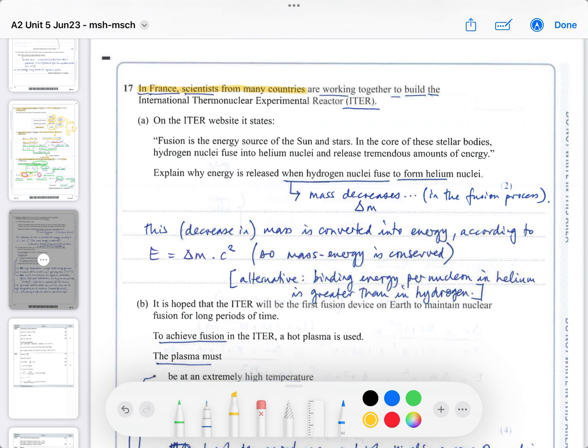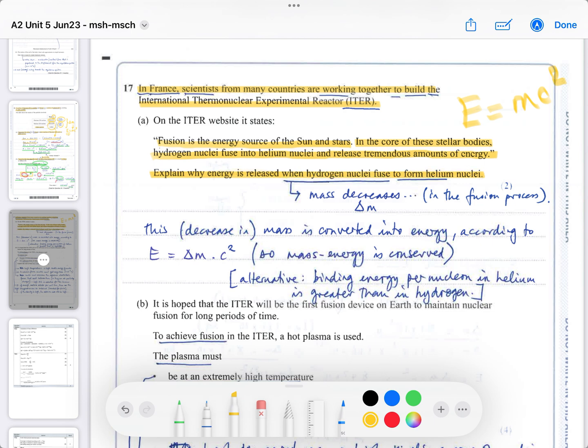Here's question 17. In France, scientists from many countries are working together to build the International Thermonuclear Experimental Reactor. Okay, so it'll be fusion. On their website it's written, fusion is the energy source of the sun and the stars. In the core of these stellar objects, hydrogen nuclei fuse into helium nuclei and release tremendous amounts of energy. Where does that come from? E equals mc squared. So when you're fusing, you also get a mass defect. Explain why there is energy released when hydrogen nuclei fuse to form helium nuclei.